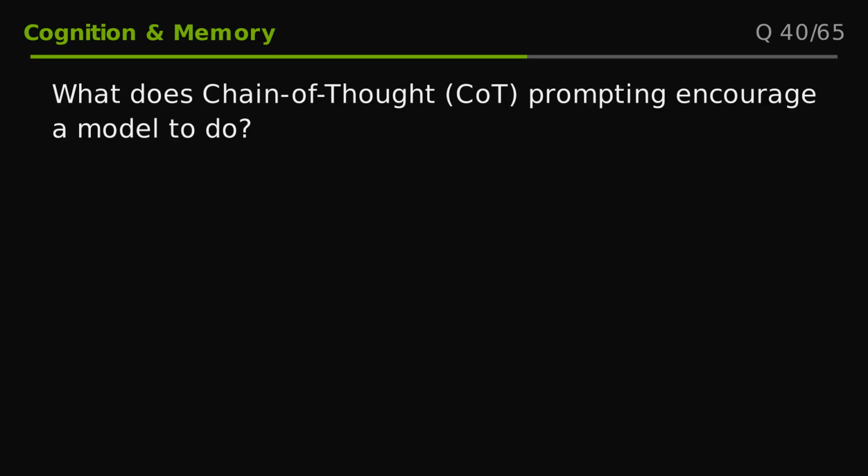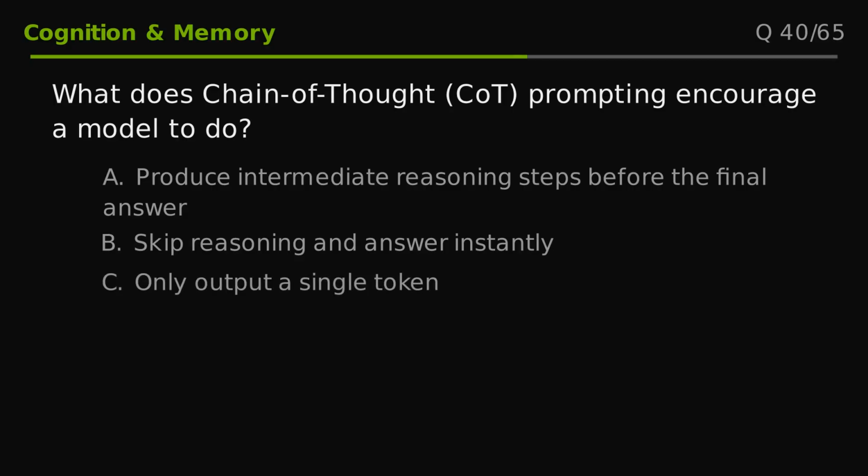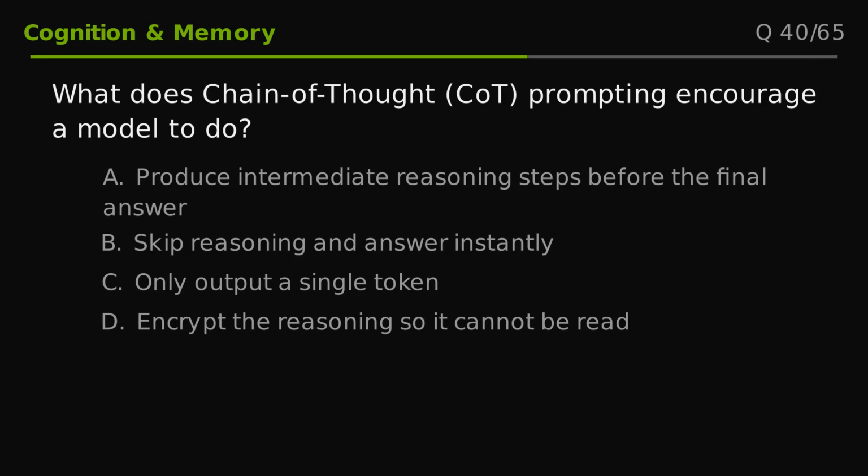Question 40. What does Chain-of-Thought prompting encourage a model to do? Option A. Produce intermediate reasoning steps before the final answer. Option B. Skip reasoning and answer instantly. Option C. Only output a single token. Option D. Encrypt the reasoning so it cannot be read.